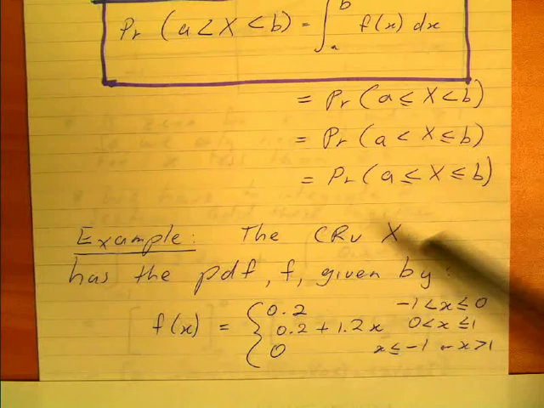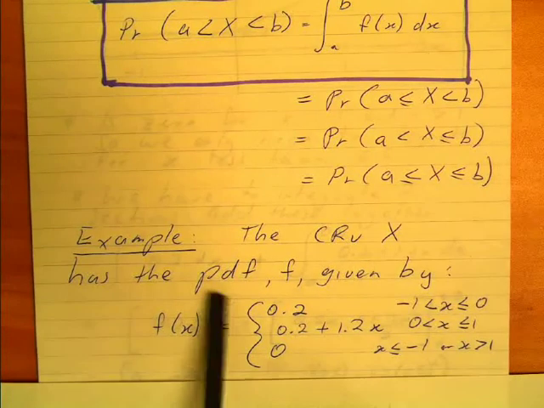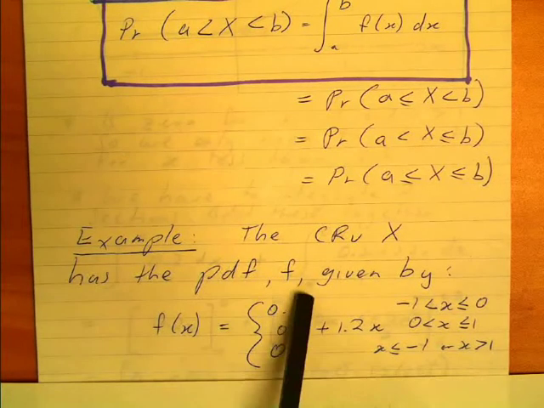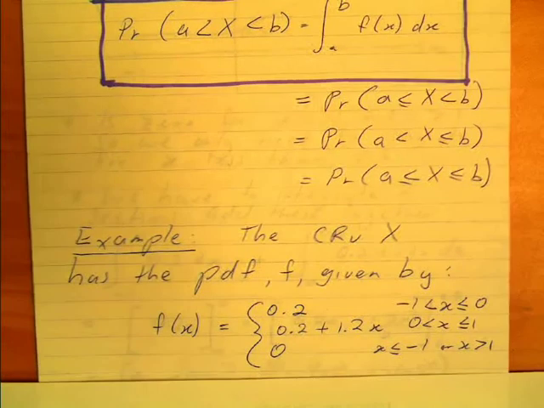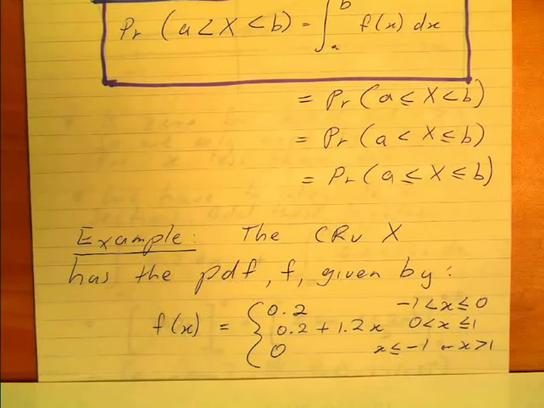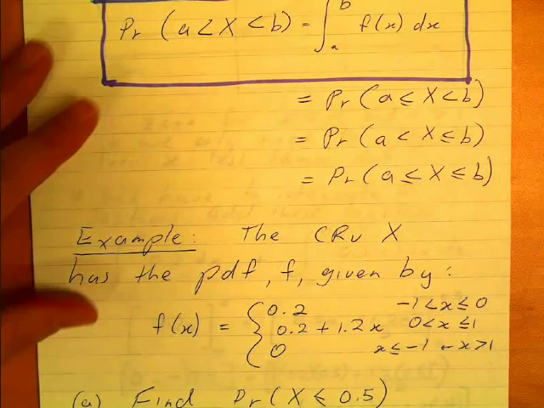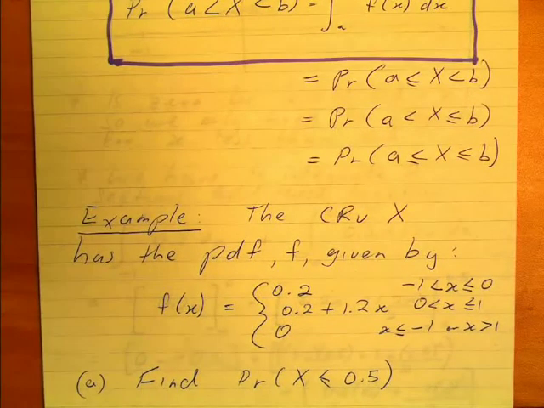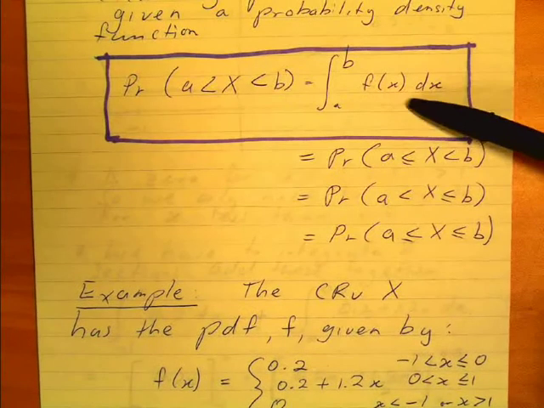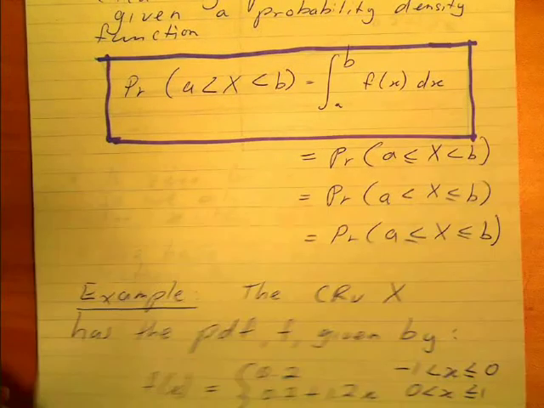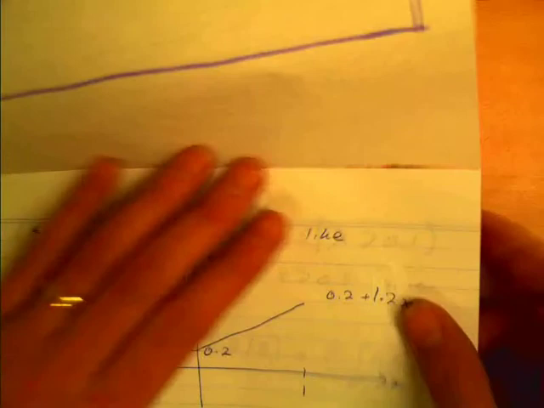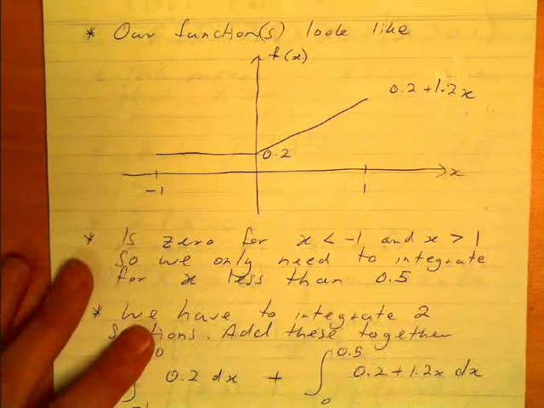So our example is going to be: the continuous random variable x has the probability density function f given by that hybrid function. Okay, and we're going to find the probability that x is less than or equal to 0.5. So we're going to use one of these integrations here. Now, go over the page.